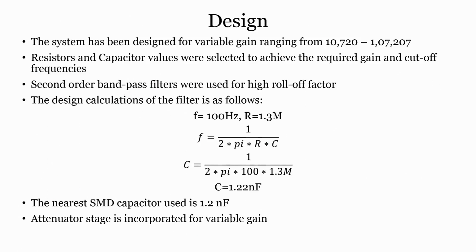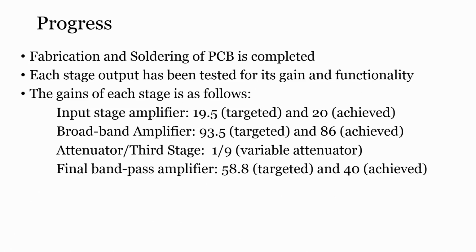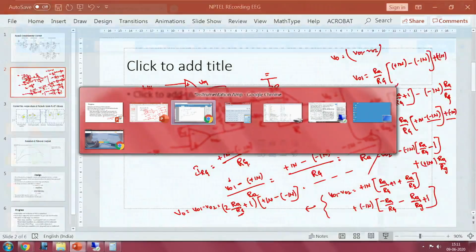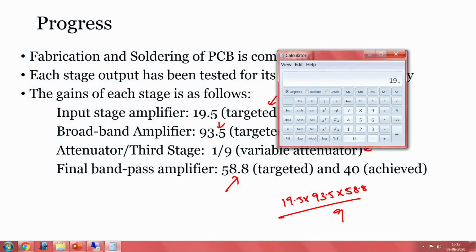So when we look into the gains of each stage, based upon the design and the resistance values that we have selected, the targeted input stage amplifier gain is 19.5, the targeted broadband amplifier stage is 93.5, the attenuator third stage is a factor of 9, and the final band pass filter is 58.8. So when you multiply all the factors, 19.5 into 93.5 into 58.8 divided by 9 is the total gain of the stage. The value of this is somewhere around 1 lakh.